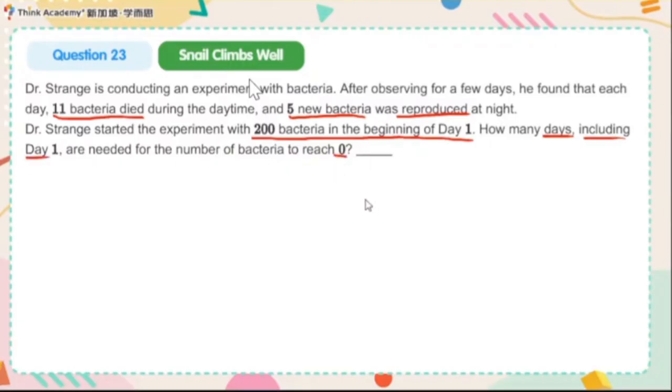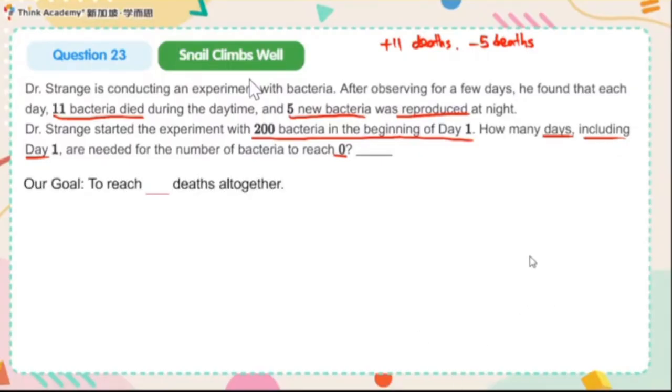So let's observe what happens. At first, it's peaceful. There are no deaths. But then on day 2, I have 11 deaths in the day and then 5 are reproduced at night. So after one whole day, I have 11 deaths and then 5 are reproduced, or you can think of it as them coming back to life. We want our number of bacteria to reach 0, which means we want to reach 200 deaths altogether. We want all 200 bacteria to die.